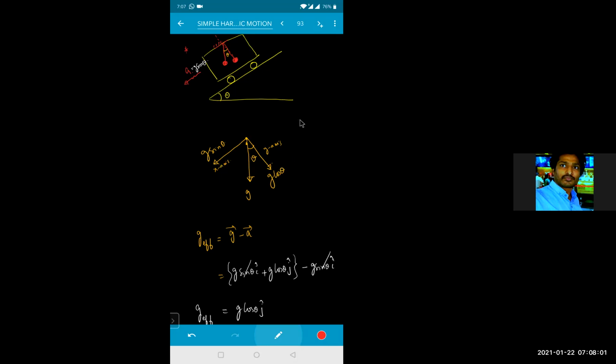We write vectors like this, remember? If this is a vector r making an angle theta, with x and y components, r will be x i cap plus y j cap. The same way I'm writing this here. So g effective is equal to g bar minus a bar. Is it clear, beta? Yes, sir.